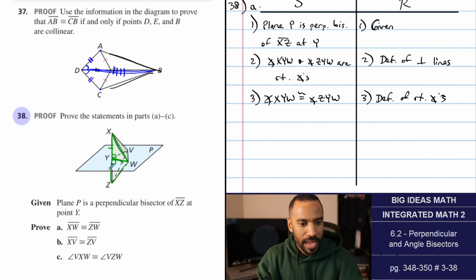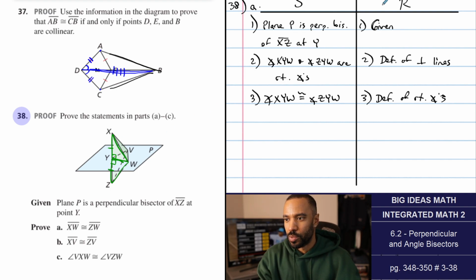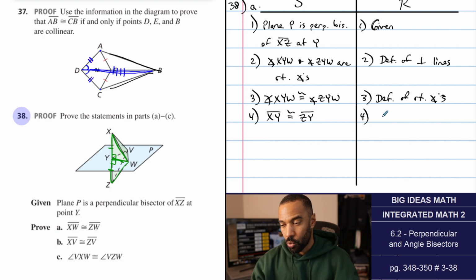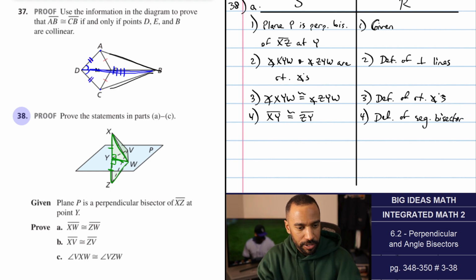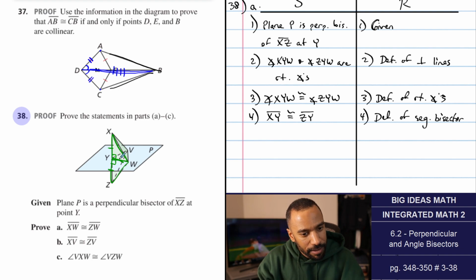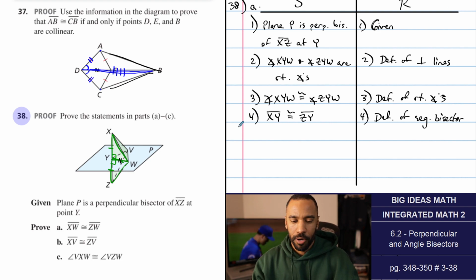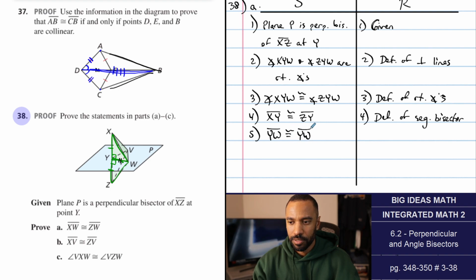Segment XY and segment ZY are congruent to each other. So XY is congruent to ZY. That's the definition of a bisector, or perpendicular bisector, if you will, but definition of segment bisector. The perpendicular part doesn't matter, just the fact that it's a bisector. And then I'm just marking in black here, YW congruent to itself. That is a shared side in both triangles. So segment YW is congruent to itself by the reflexive property.